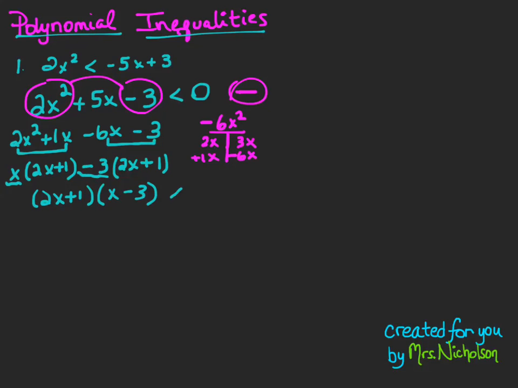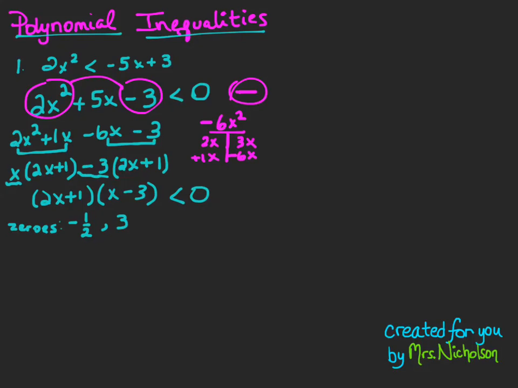And we still want this to be less than 0. So now I have it in factored form, and my next step is to identify my zeros. Where are these factors going to be equal to 0? For my first factor, that zero would be negative 1/2. And for the second factor, x minus 3, the zero would be positive 3. I started out with a quadratic, so I should have expected 2 zeros, and that's what I have.